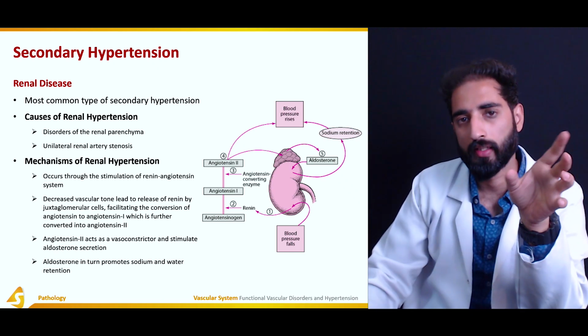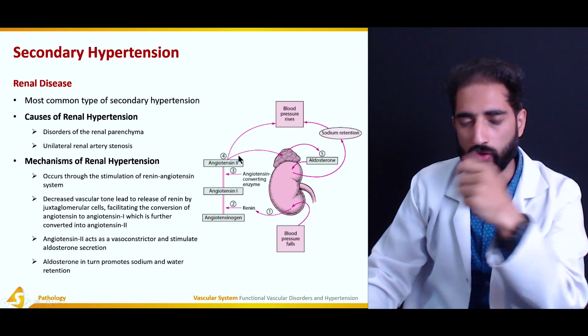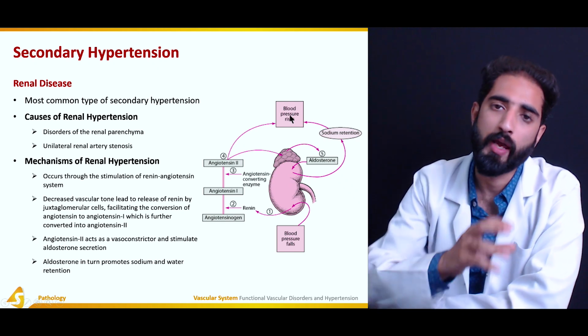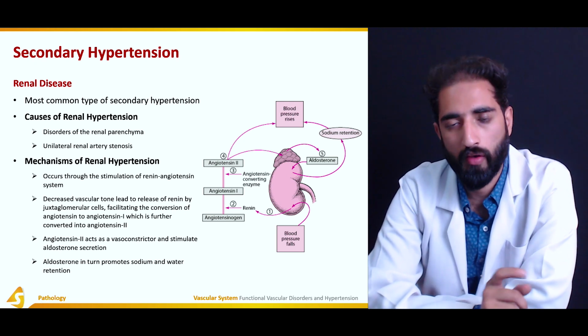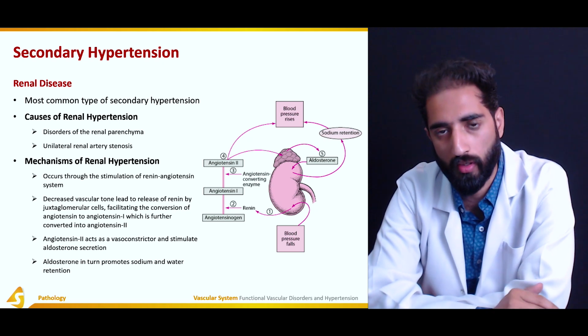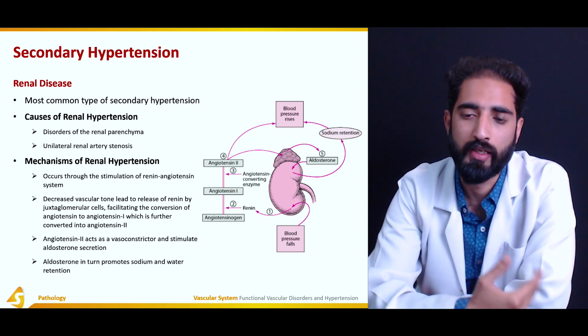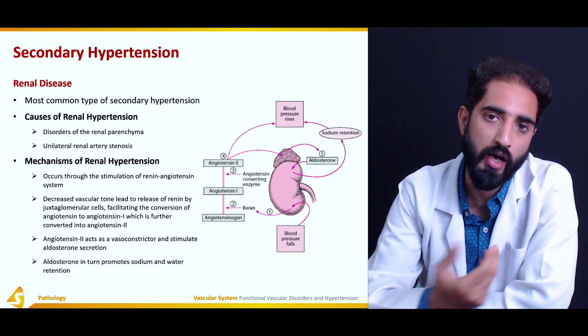So once the renin angiotensin system is stimulated, by vasoconstriction the blood pressure increases, and secondly, by the activation of aldosterone there is retention of sodium and water, which also results in an increase in blood pressure, or hypertension.